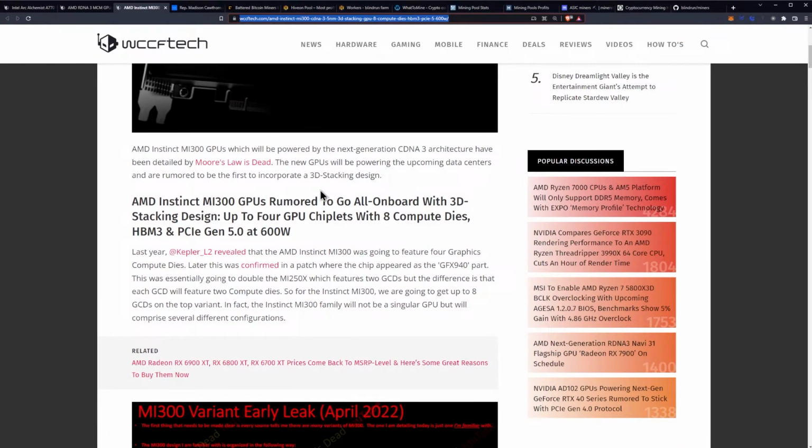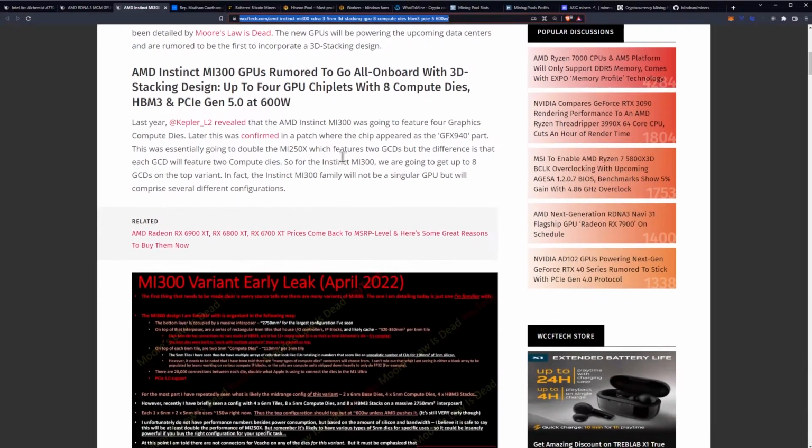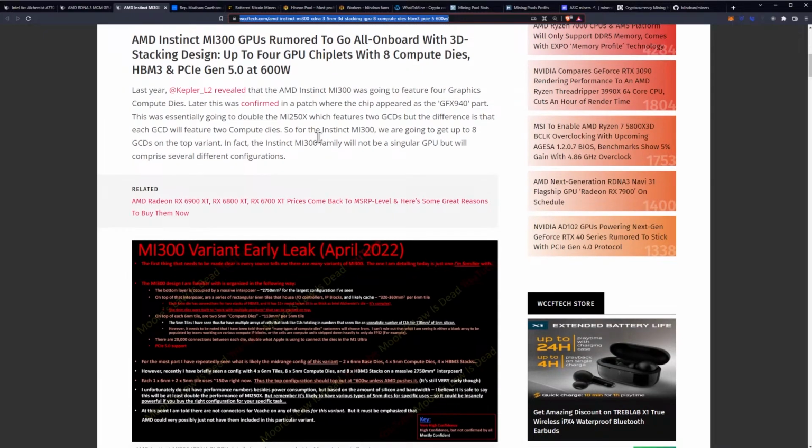AMD Instinct MI300 GPUs will be powered by the next generation CDNA 3 architecture, as detailed by Moore's Law is Dead. The new GPUs will be powering the upcoming data centers and are rumored to be the first to incorporate a 3D stacking design. Last year, Kepler L2 revealed that AMD Instinct MI300 was going to feature 4 graphics compute dies. Later, this was confirmed in a patch where the chip appeared as the GFX 940 part.